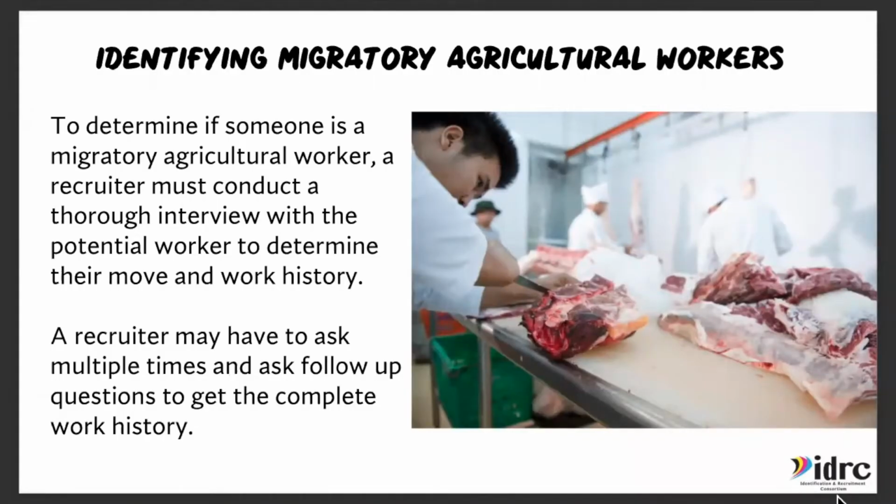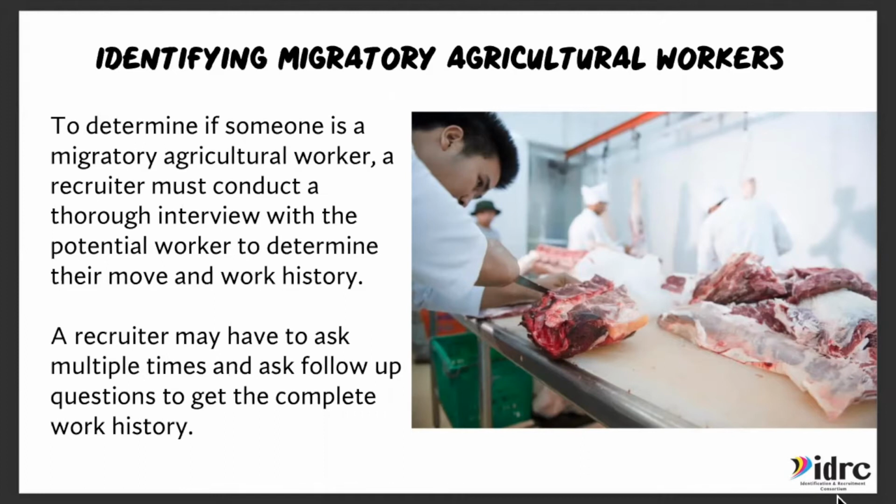To determine if someone is a migratory agricultural worker, a recruiter must conduct a thorough interview with the potential worker to determine their move and work history. It's important to know that a recruiter may have to ask multiple times and ask follow-up questions to get the complete work history. When conducting an eligibility interview and trying to obtain the work history, we always recommend that recruiters try to go back at least 3 to 5 years in their work history to explore and see what the person has done.